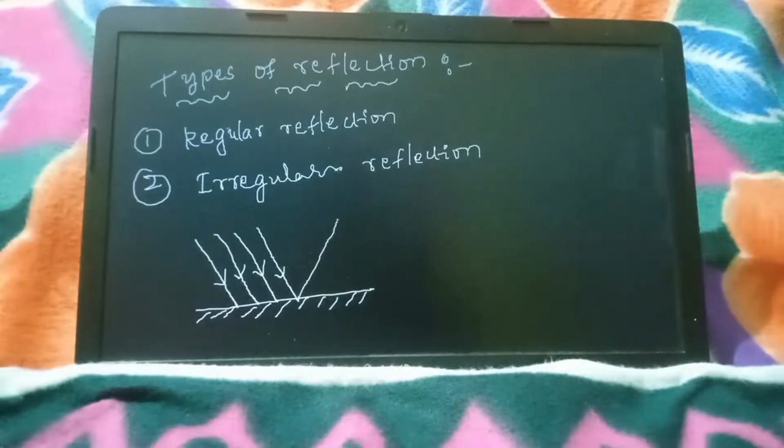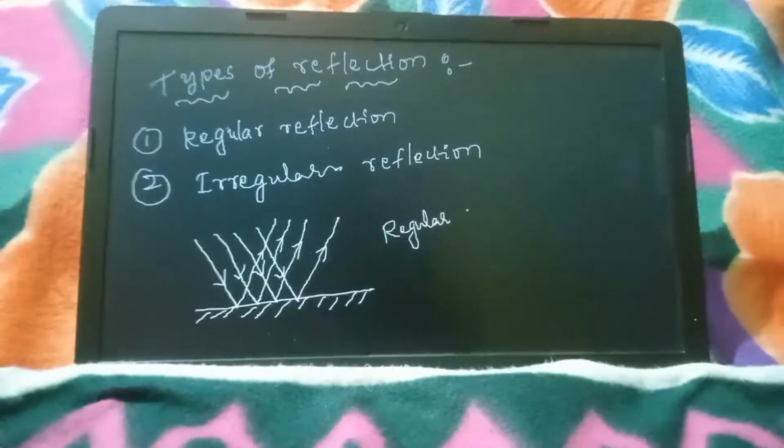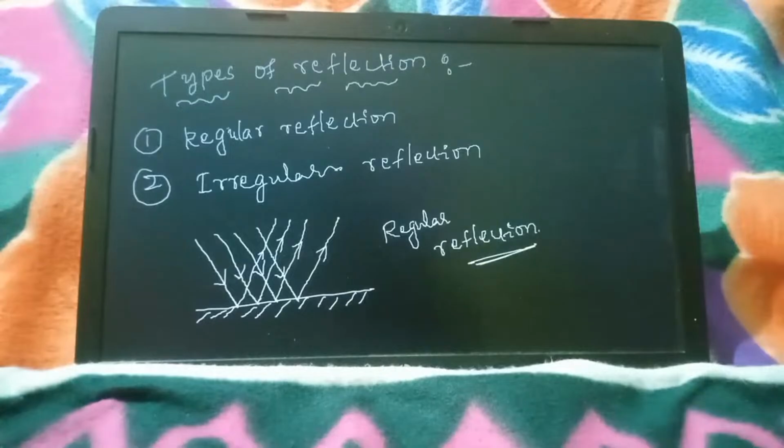These are the reflected light rays. Those reflected light rays are also parallel to each other. That type of reflection is called regular reflection. So here you need to understand one thing. This is regular reflection.